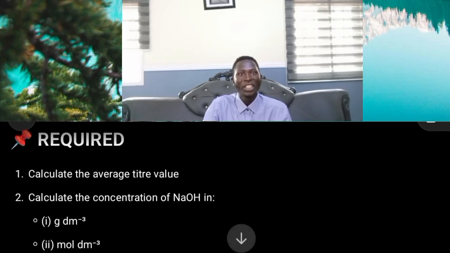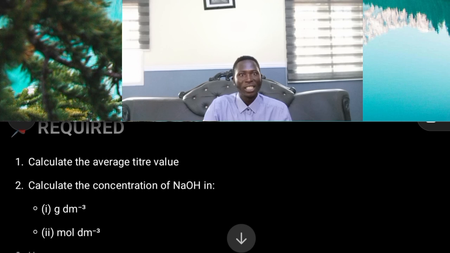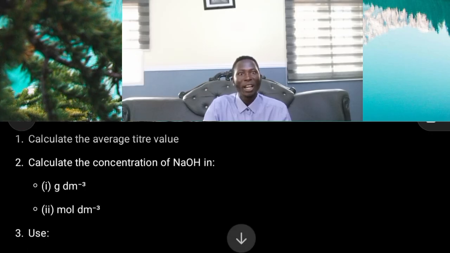Now you must be asked to calculate the average titre value, and secondly you must be asked to calculate the concentration of sodium hydroxide in gram per dm³, which we already have in our question. There is no need for you to calculate it since we already have it in our question. So you must be asked to calculate the concentration of sodium hydroxide in mole per dm³.